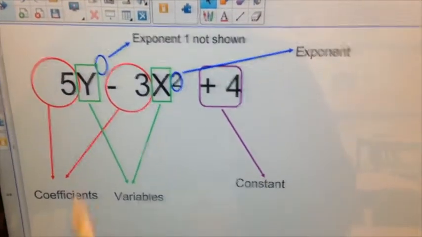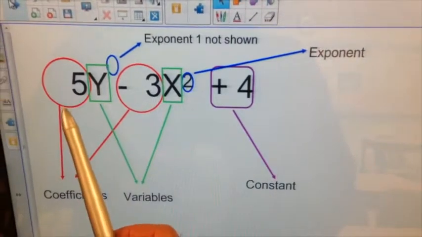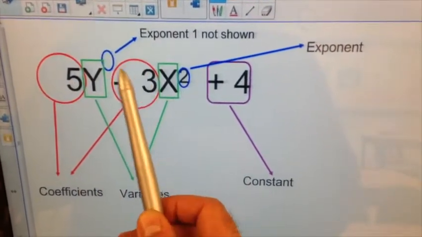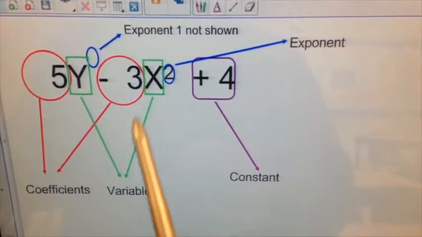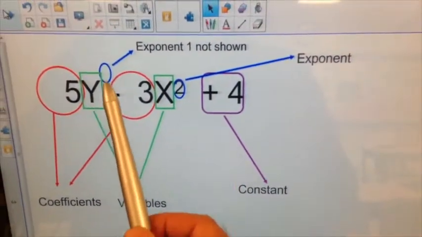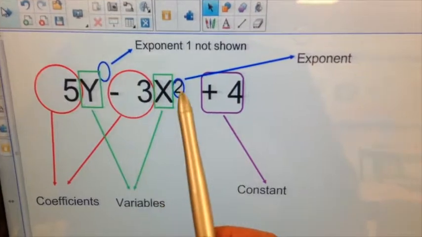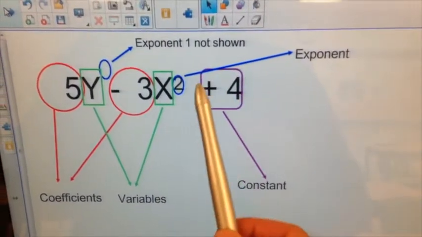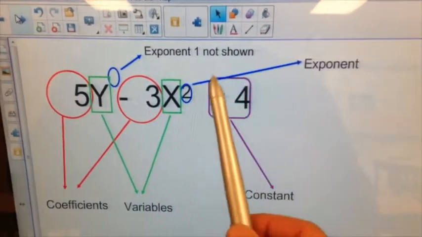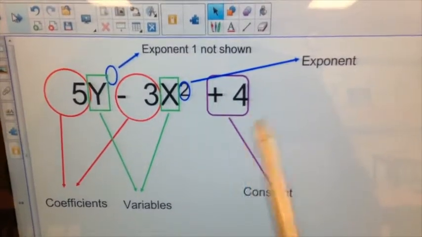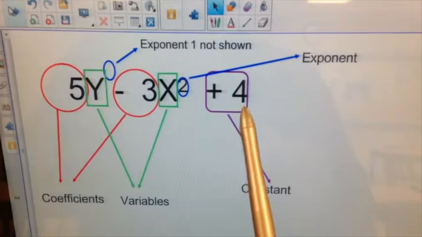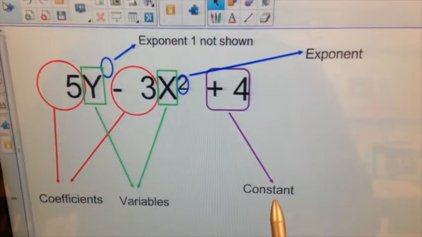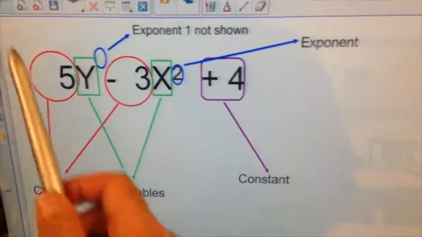Here we have a trinomial again. We have coefficients 5 and negative 3. We have variables y and x. This y has an exponent of 1, not shown, this has an exponent of 2, and this is our first time we've seen a number all on its own without being in front of a letter. A number on its own is called a constant. It's a little different than a coefficient.